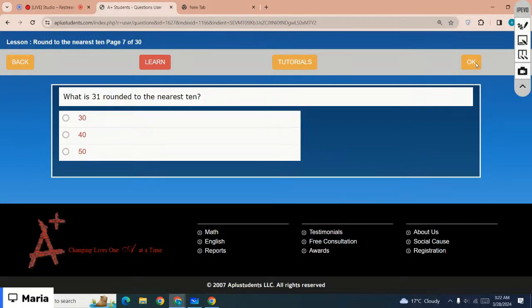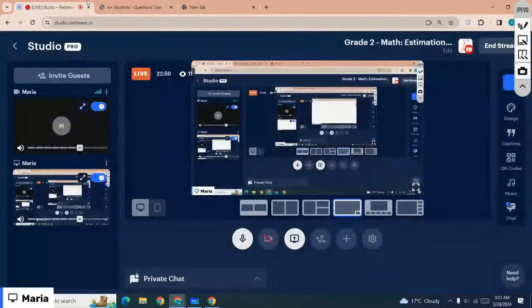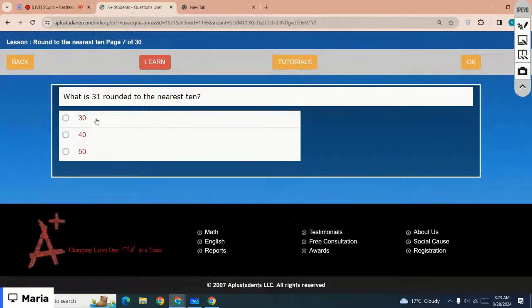What is 31 rounded to nearest 10? Which is the correct option? 31 is rounded to 30. The correct option is 30, right?